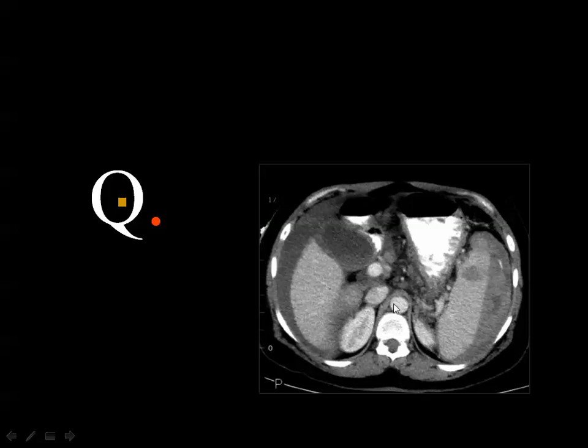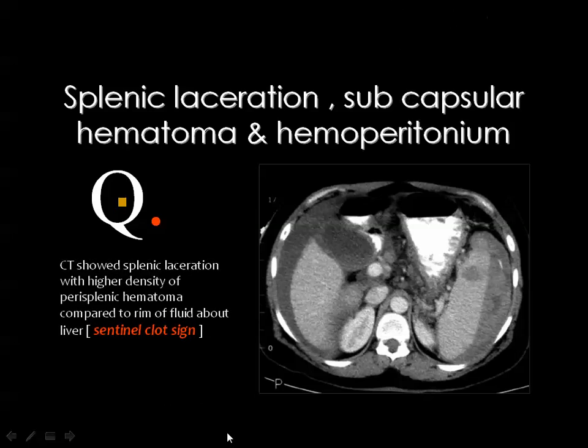Yes, and this is a contrast CT scan of the abdomen after oral and intravenous contrast media administration showing splenic laceration with perisplenic hematoma and hemoperitoneum.